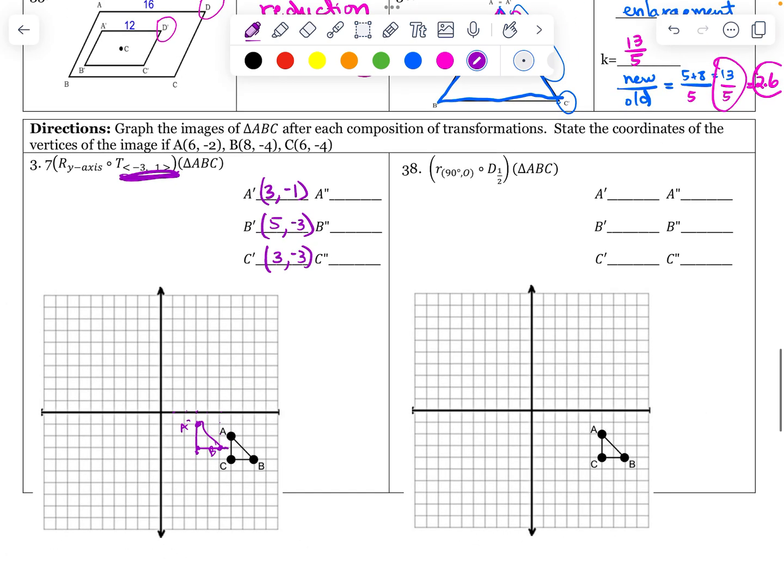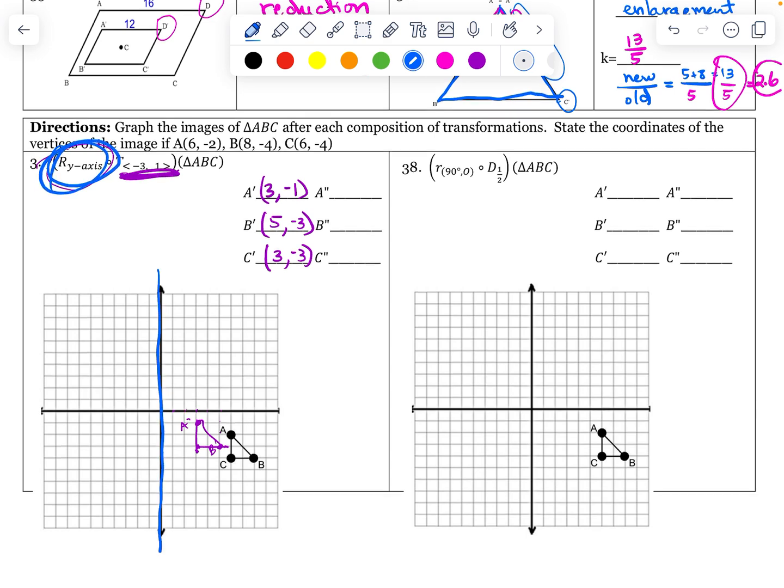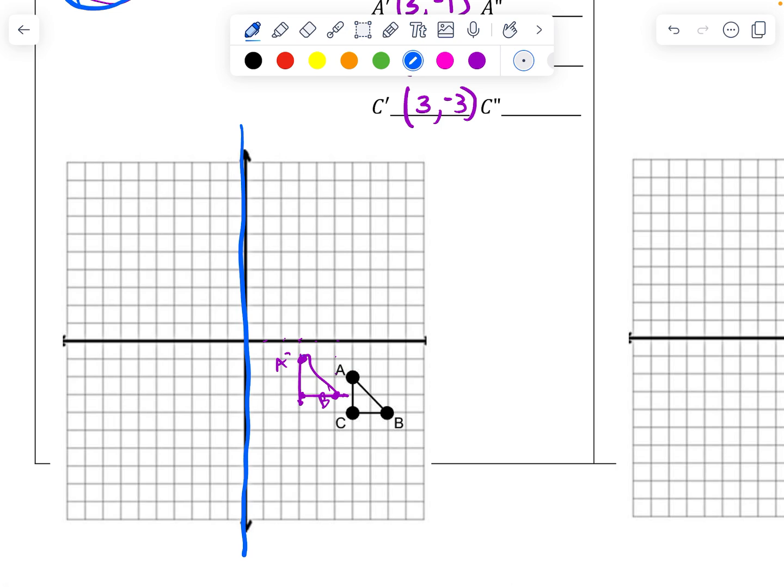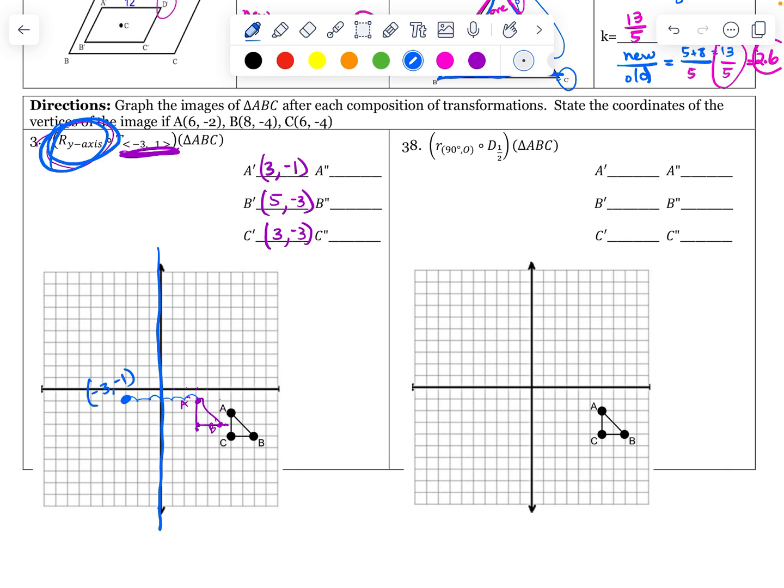And then it wants me to rotate along the y-axis. So let's do that in a different color. The y-axis is right here, so I've gotta reflect the purple one. So go 1, 2, 3, 1, 2, 3. So A double prime is at (-3, -1). Let's see, B should end up at (-5, -3), and C should end up at (-3, -3).